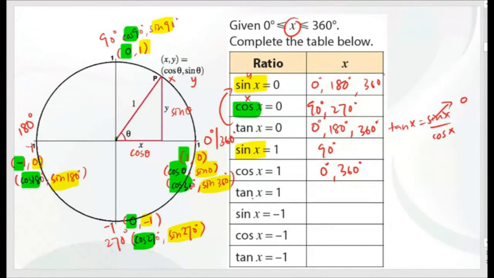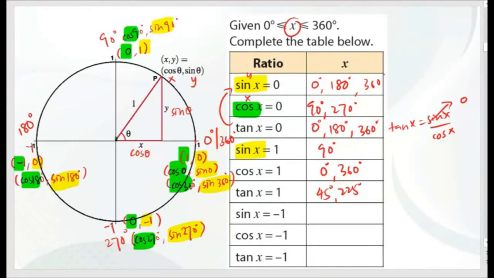Okay, then another one, when tangent x equals 1. Remember, tangent x equals 1 is 45 degrees. You know why? Because sine over cos equals 1, so it's the center, 45 degrees. The first one is 45, and another one is the opposite one, 225 degrees. This one you have to remember.